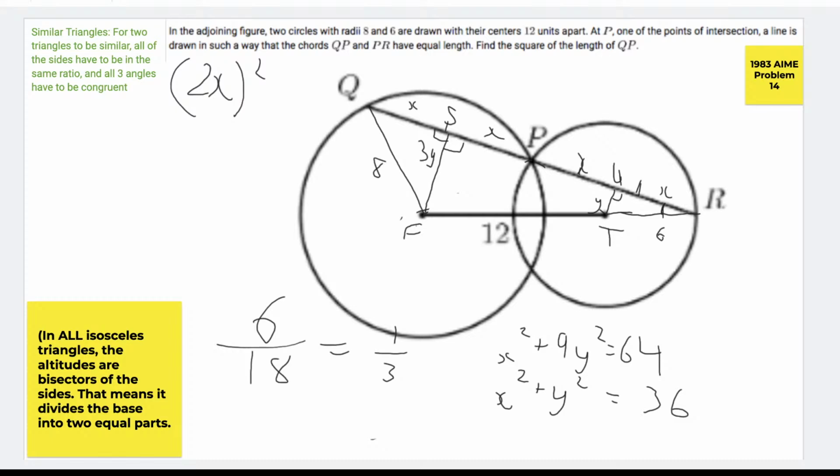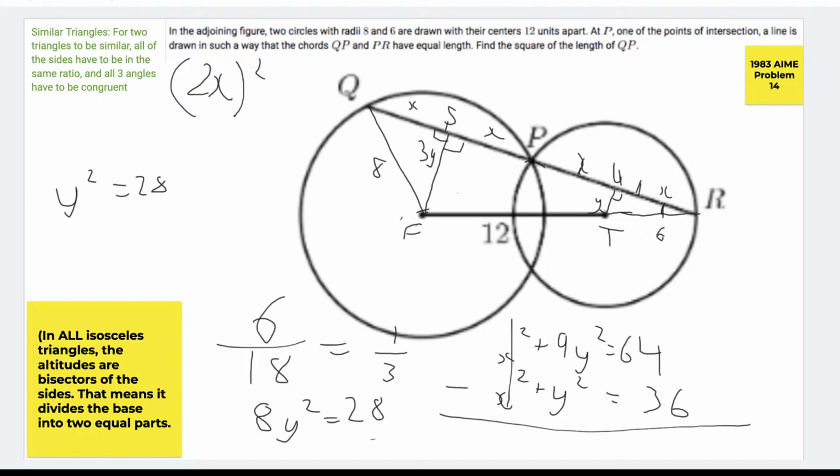So we found these two Pythagorean theorem relationships, and now this is just a system of equations. If you subtract, the x squareds cancel out, and that leaves 9y squared minus y squared, which is 8y squared, which equals 64 minus 36, which is just 28. That means y squared equals 28 over 8. And now it's time to simplify this. You divide both sides by 4, and you get 7 over 2. So y squared equals 7 over 2.